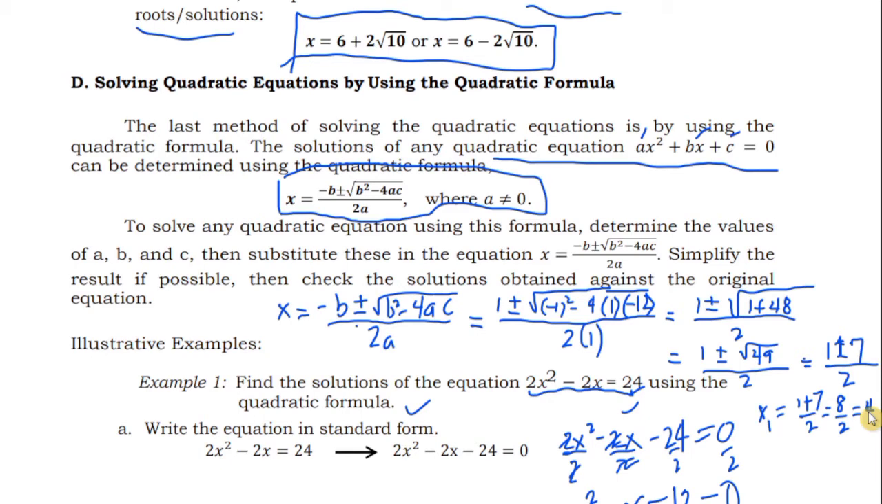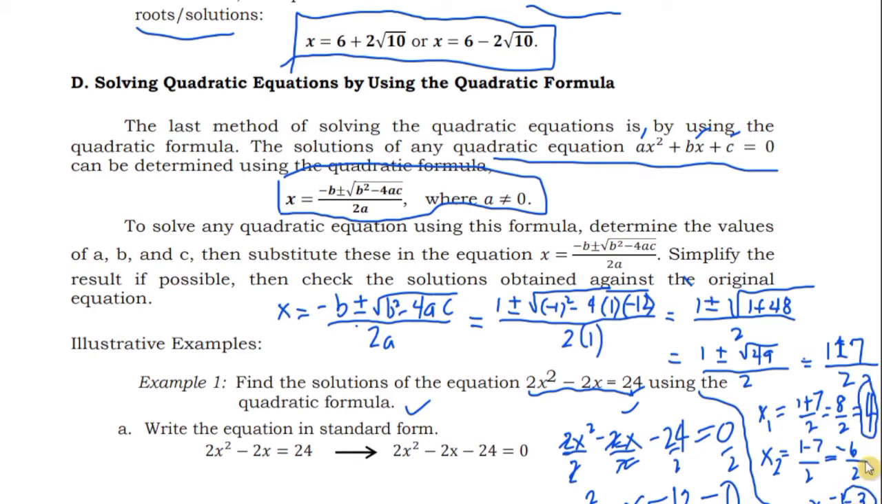The second value of x is 1 minus 7 divided by 2, which is negative 6 over 2, so we have here negative 3. So the first value of x is 4, and the second value of x is negative 3.